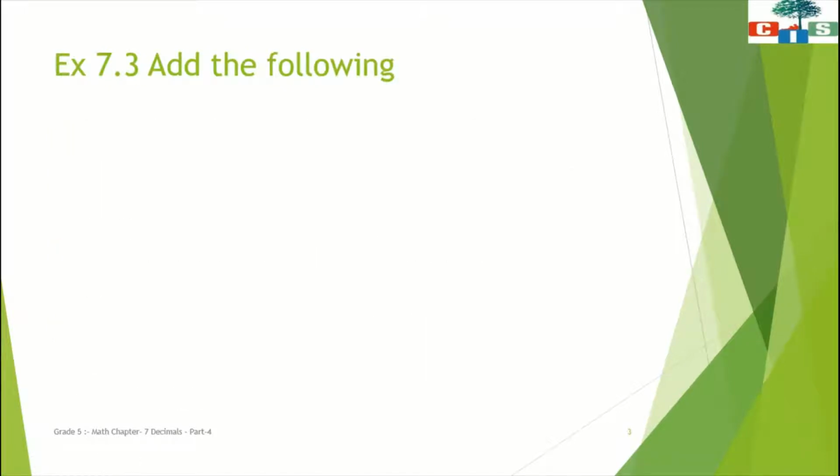So scholars, we will see sum number A of exercise 7.3, which is 1.42 plus 2.157. We have to add these two decimal numbers. Before adding, you need to convert these decimal numbers to like decimals. Here we have two decimal places and here we have three decimal places. It means these two decimal numbers are in unlike decimal form. For adding we need to convert them into like decimals.